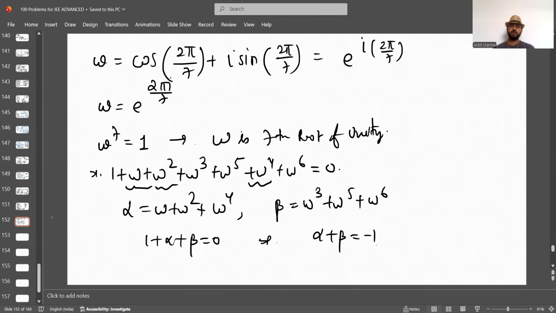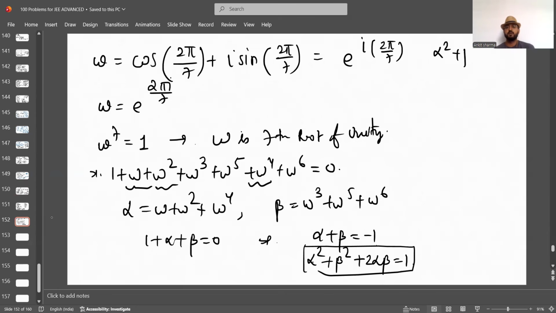Now I want 2 alpha beta, so by common sense, I'll be squaring this. So alpha square plus beta square plus 2 alpha beta is equal to 1. That means if someone gives me alpha square plus beta square, I'm done. So alpha square plus beta square can now be written as alpha square plus beta, and from here beta is minus alpha minus 1. So I can write alpha plus 1 whole square. So this is basically 2 alpha square plus 2 alpha plus 1.